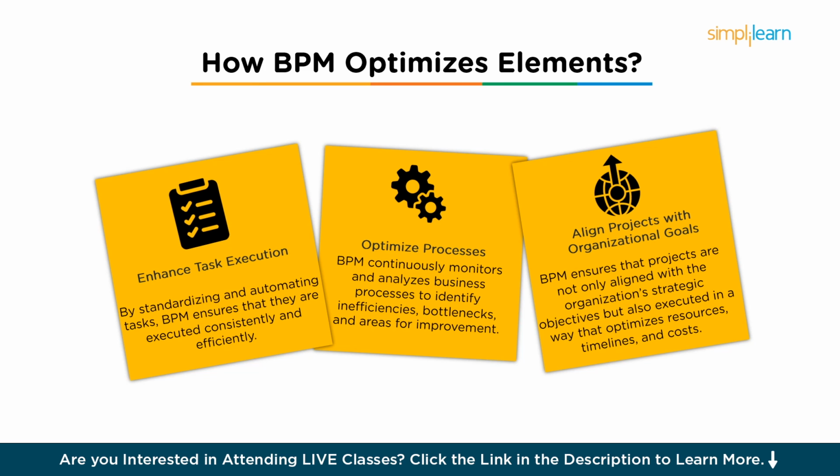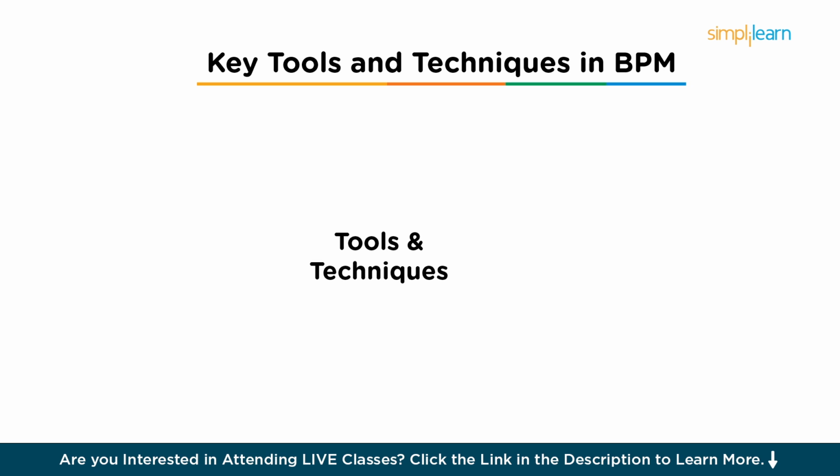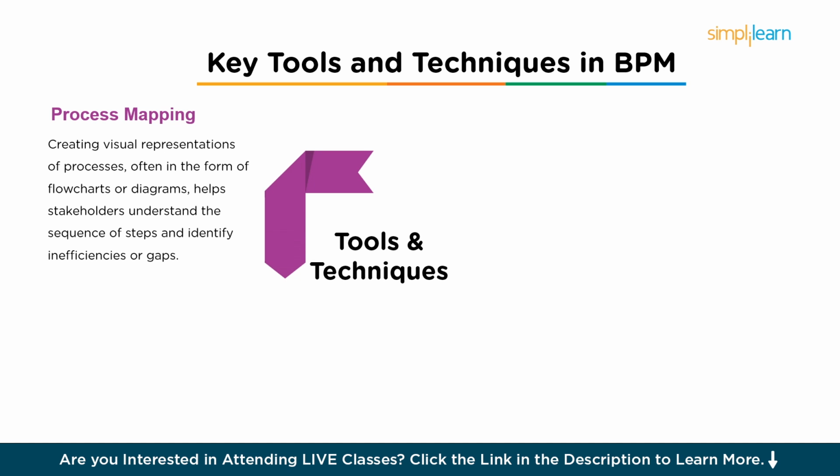Now that we've learned how BPM optimizes these elements, let's move forward and explore the tools and techniques that make BPM successful. Key tools and techniques in BPM. With a firm understanding of how BPM optimizes elements of business operations, let's now explore the tools and techniques that facilitate the effective implementation of BPM. To implement BPM successfully, organizations use a variety of tools and techniques which support the various stages of the BPM life cycle. Process mapping: creating visual representations of processes, often in the form of flowcharts or diagrams, helps stakeholders understand the sequence of steps and identify inefficiencies or gaps.